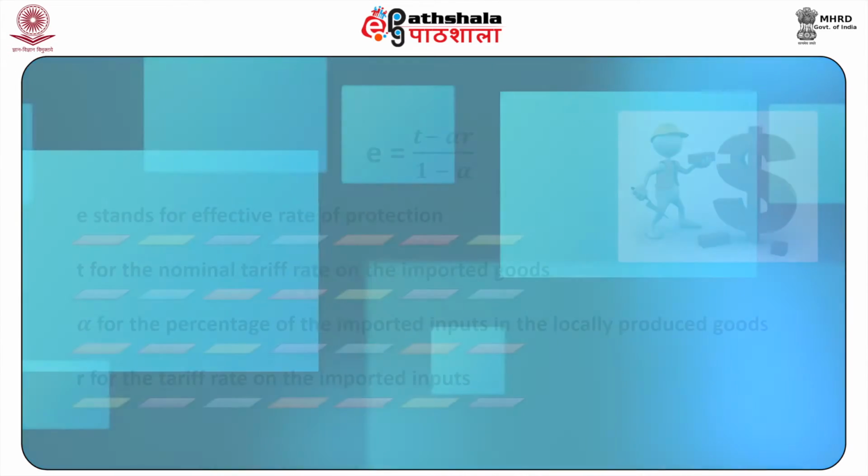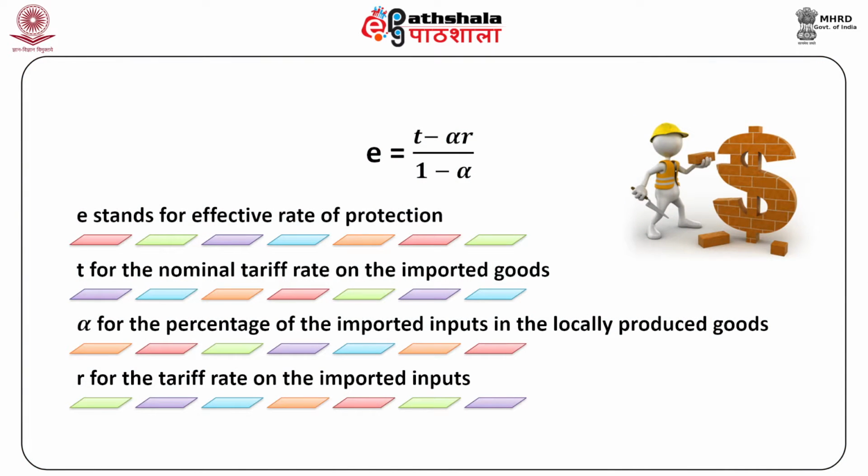to 0. Therefore, the degree of protection effectively enjoyed by an industry is not equal to the nominal tariff rate imposed on the final imported good. The effective rate of protection is measured by E = (T − αR) / (1 − α), where E stands for the effective rate of protection, T for the nominal tariff rate on the imported goods, alpha for the percentage of imported inputs in the locally produced goods, and R for the tariff rate on the imported inputs.